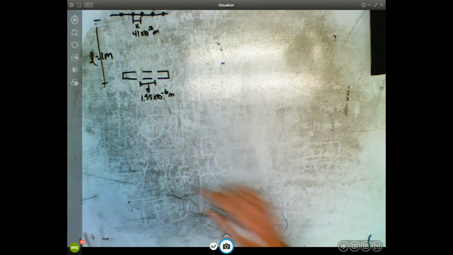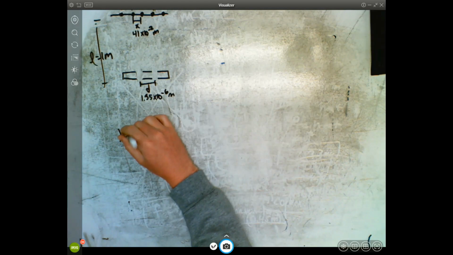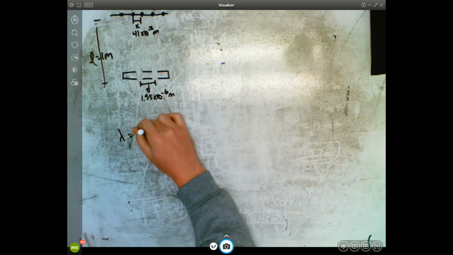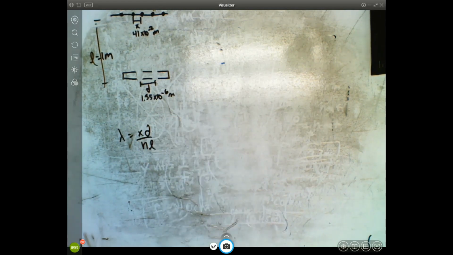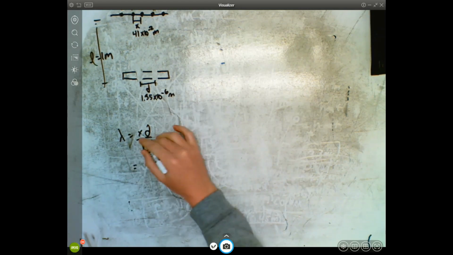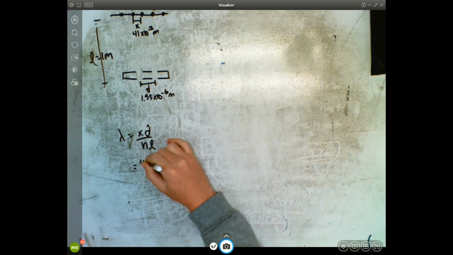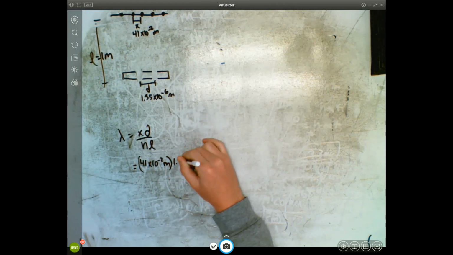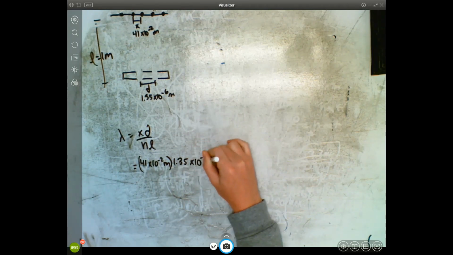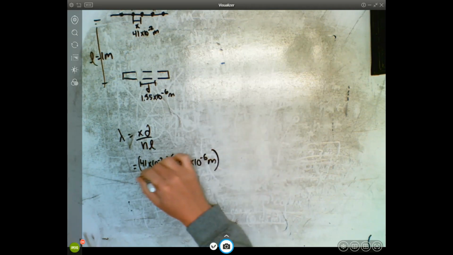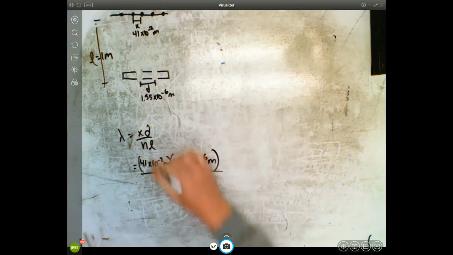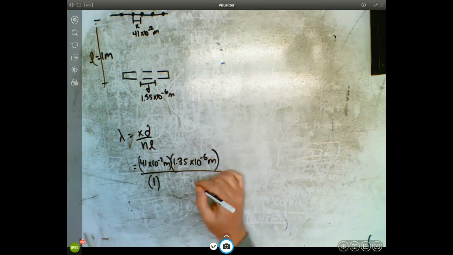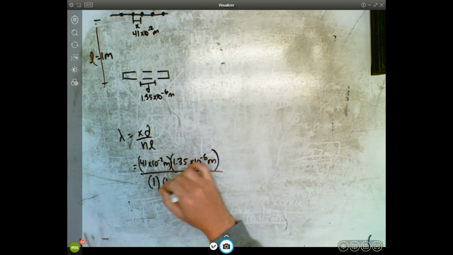Okay, so if we use lambda equals xd over nL, our first equation, we can just plug this in. So x is 41 times 10 to the negative 2 meters. The distance between the slits is 1.35 times 10 to the 6 meters. We're just going to measure to the first bright spot, so n is going to be 1, and the length is 1 as well.